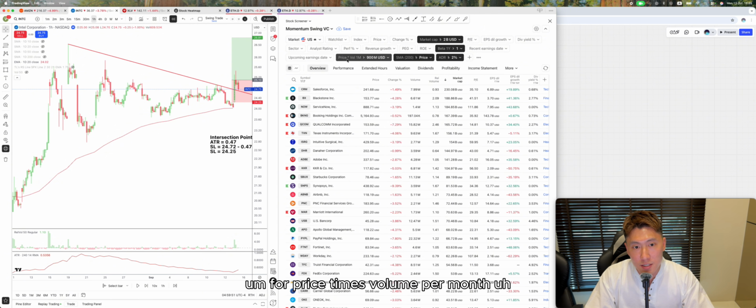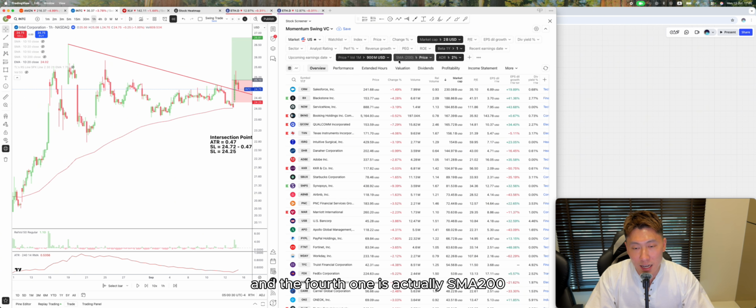For price times volume per month, what this means is that I want to ensure that the stock I pick and trade has very high transactional volume. It means a lot of open interest, there are a lot of people trading the stock. This will ensure two things. One is that I will know there is liquidity in the stock I trade, which means the spread is low. Spread is the price difference between the bid and the ask. If you don't understand, you can just look it up on Google. But this is one of the criteria that I want to include in my screening. So bigger than 900 million turnover per month.